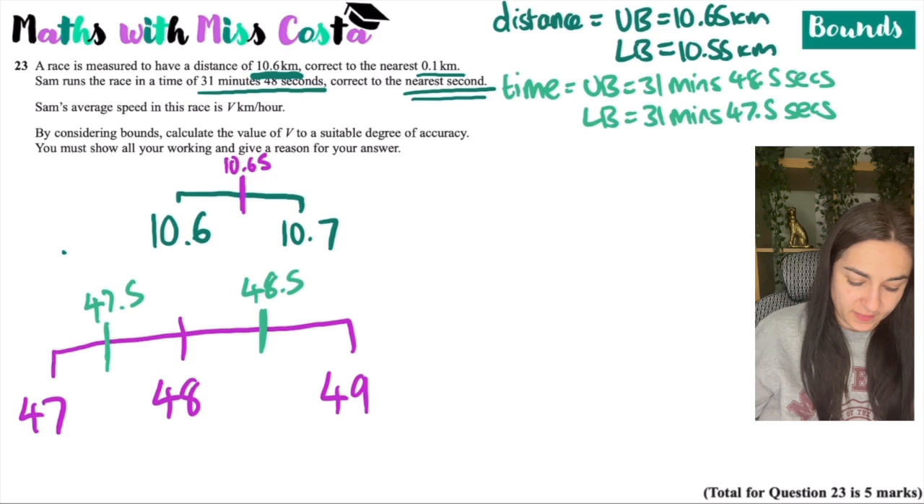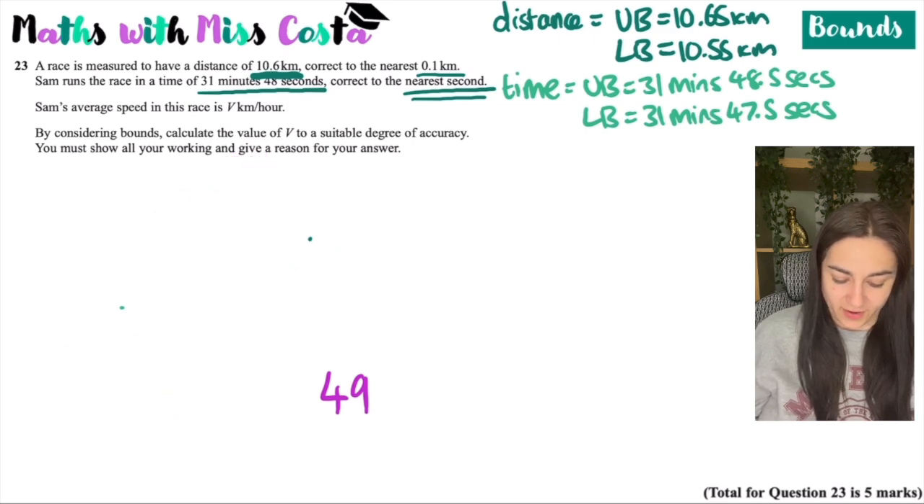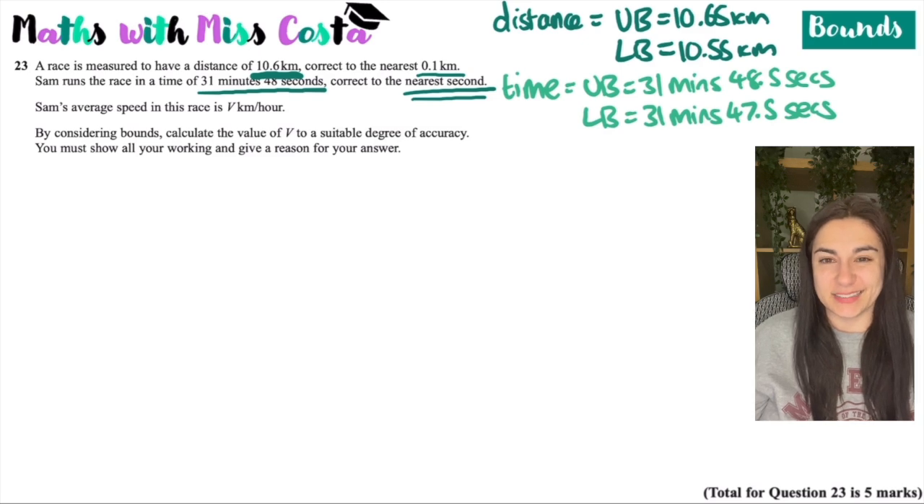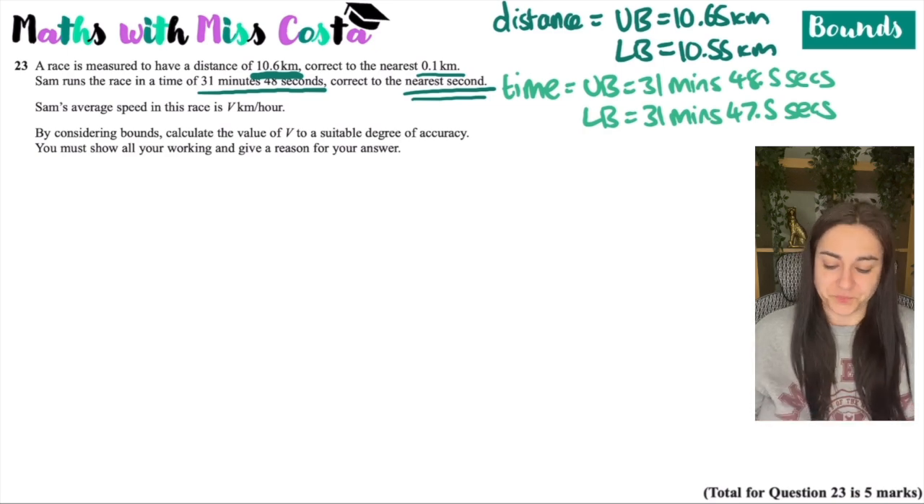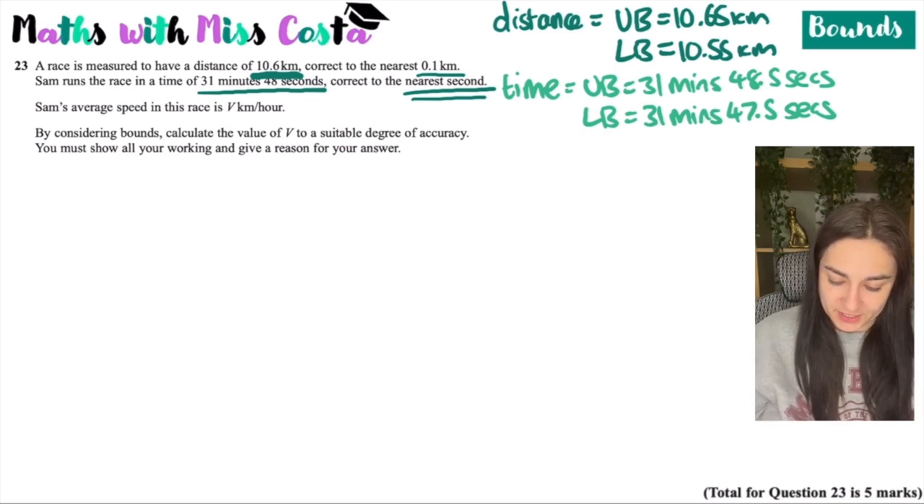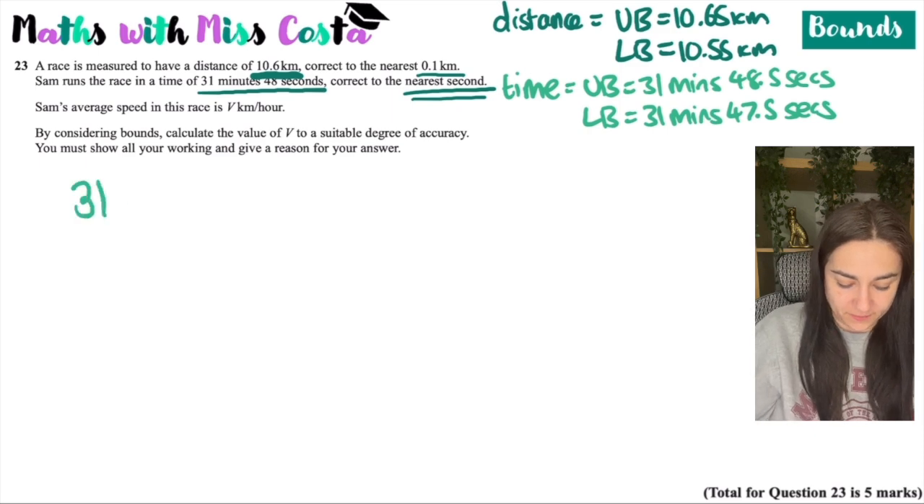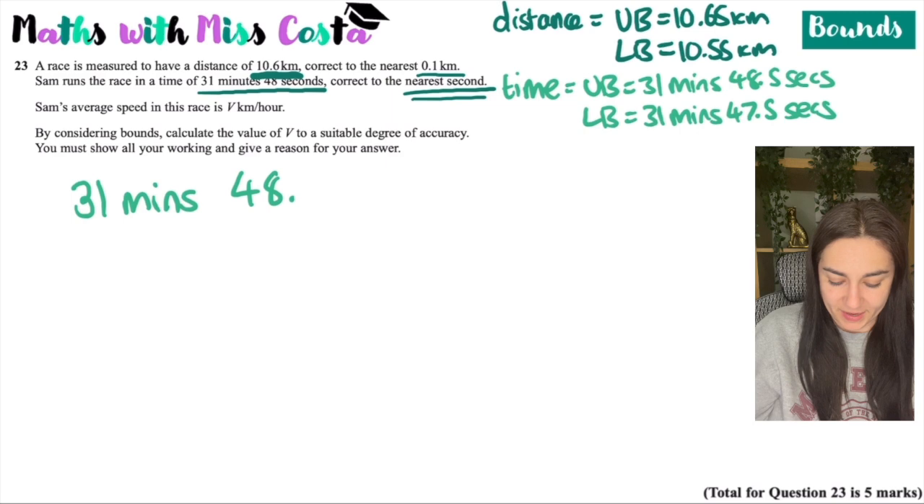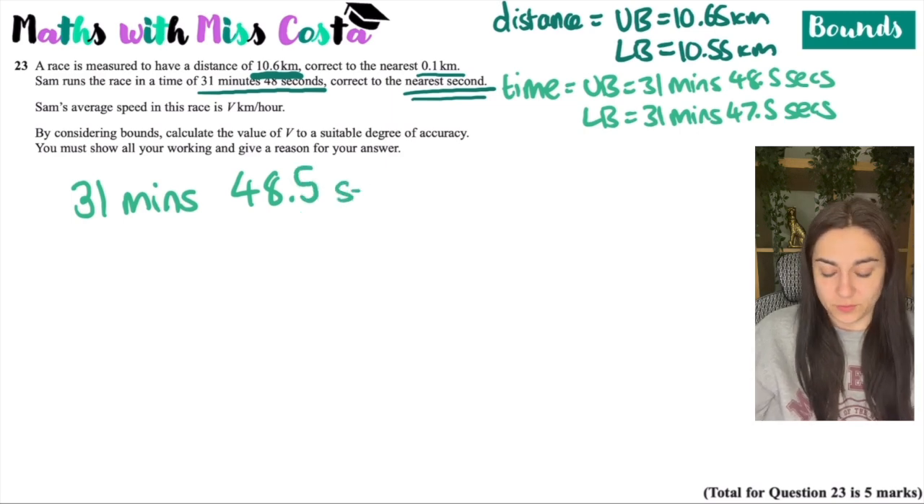Now, generally when we're working with time, we want to write it in terms of an hour, because speed is generally calculated in kilometers or miles per hour. So what we're going to need to do is convert my time into hours. So let's think about how we can do this. Well, first of all, I'm going to need to convert the minutes and seconds into a constant unit.